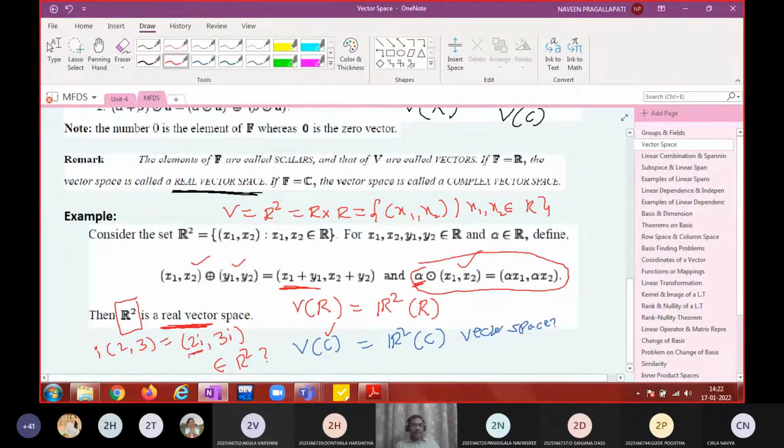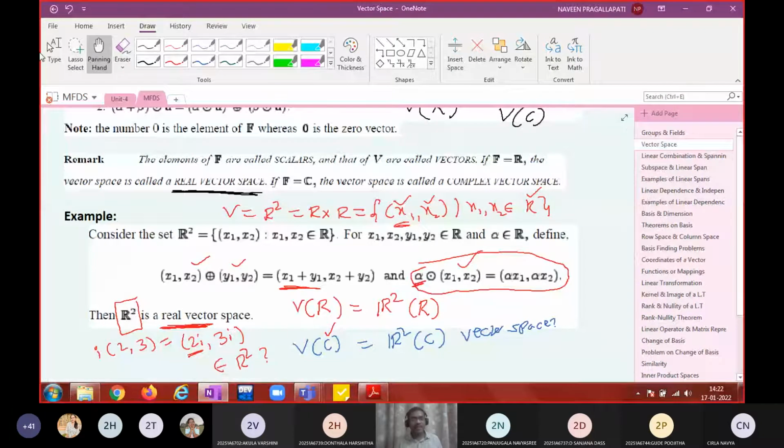No. Because R square has ordered pairs where the coordinates are basically real numbers. Are 2i and 3i real numbers? No. They are not real numbers. Therefore, you cannot view R square as a complex vector space, because R square cannot be a vector space over the field of complex numbers. R square is only a vector space over the field of real numbers. Is that okay? So when you change the field, then the set may not become a vector space.